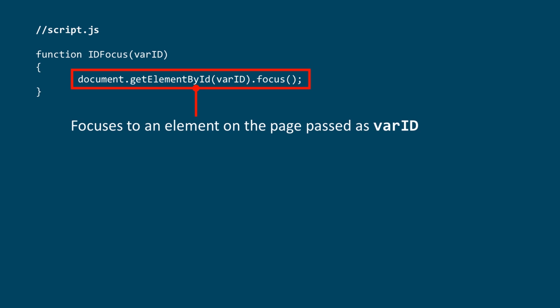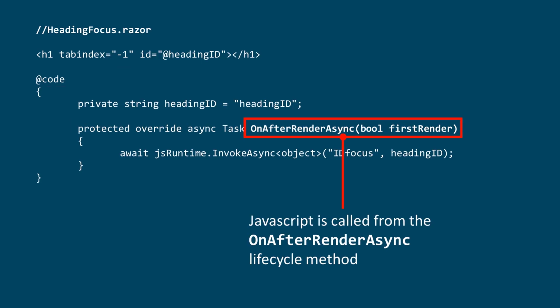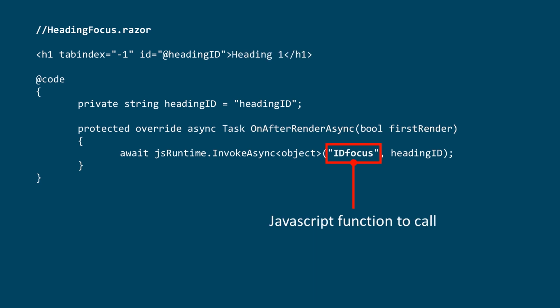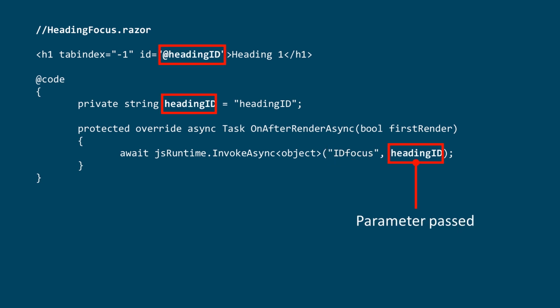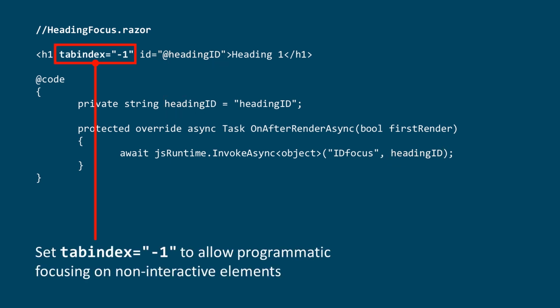The JavaScript is called within the Razor component from the OnAfterRenderAsync lifecycle method after the control has finished rendering. It has the JavaScript function to call along with any parameters to pass. In this instance, the heading ID, but it could equally be any element, both interactive and non-interactive.